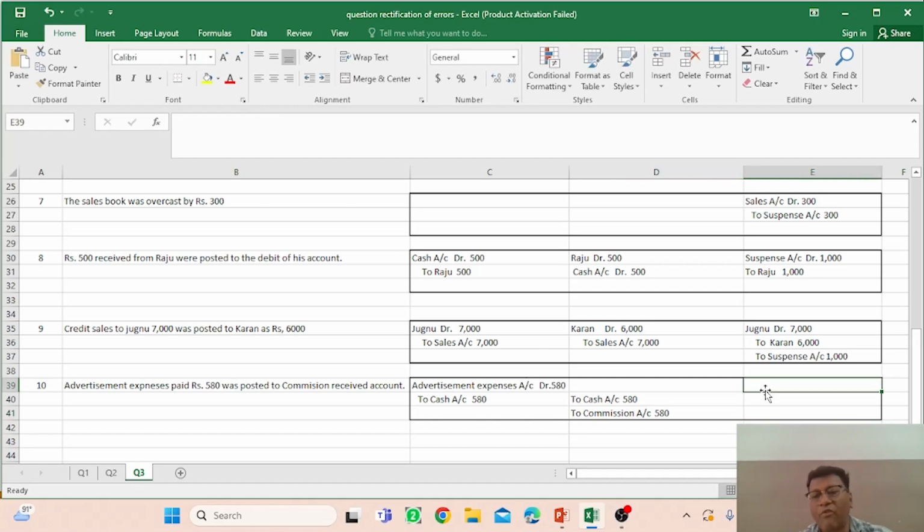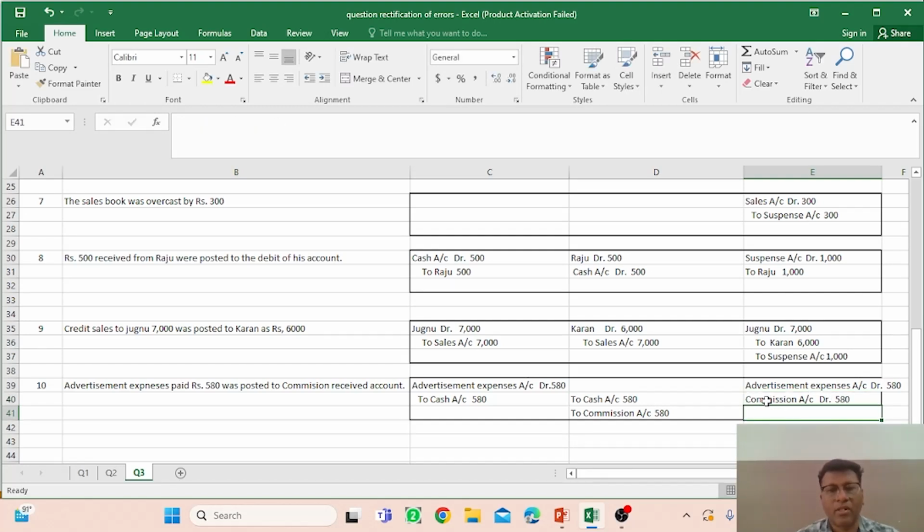Now you have to make the rectified entry. So advertisement expenses account should have been debited, but you did not enter this account. So advertisement expenses account debit by rupees 580. And cash account was intact, and you don't need to touch it. But the commission account, which was wrongly credited, you have to make it debit. Commission account debit rupees 580.